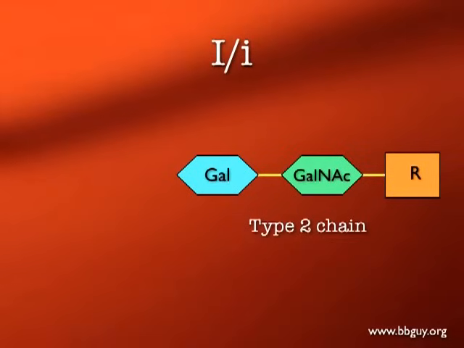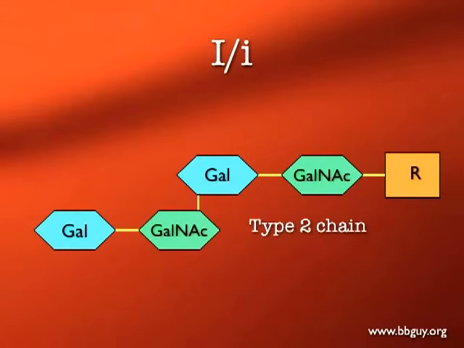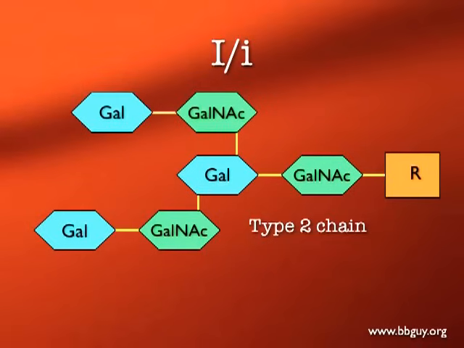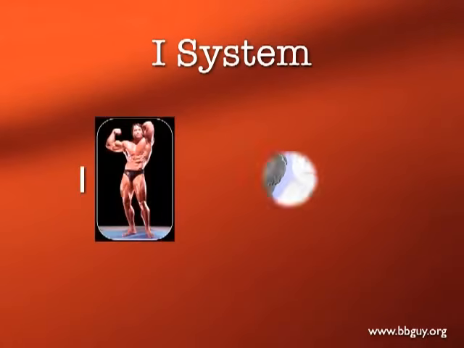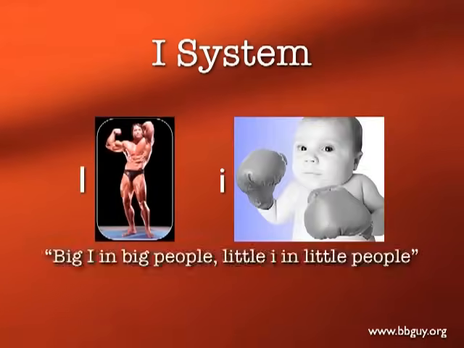So you have a type 2 chain that's kind of sitting there doing nothing. That's how babies' type 2 chains are. But as you get older, those chains get more complex and you start branching. And the more those chains branch, the more complexity you get in the chain. And the more complexity you get, the more the antigen present is big I rather than little I. And that brings me to one of my favorite illustrations about the I blood group system: big I tends to occur in big people, while little I occurs in little people. Shouldn't be too terribly hard for you to remember, I hope.